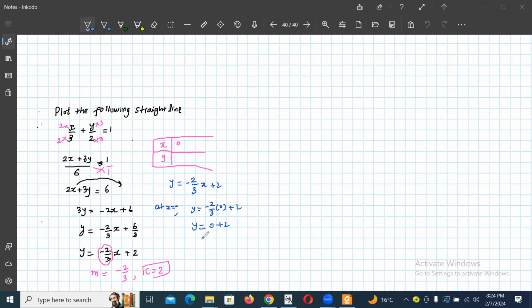So y is equal to 0 plus 2 means y is equal to 2. So here y is 2. One more point, so that would be easy for us to draw. We can check another point and think about that point.